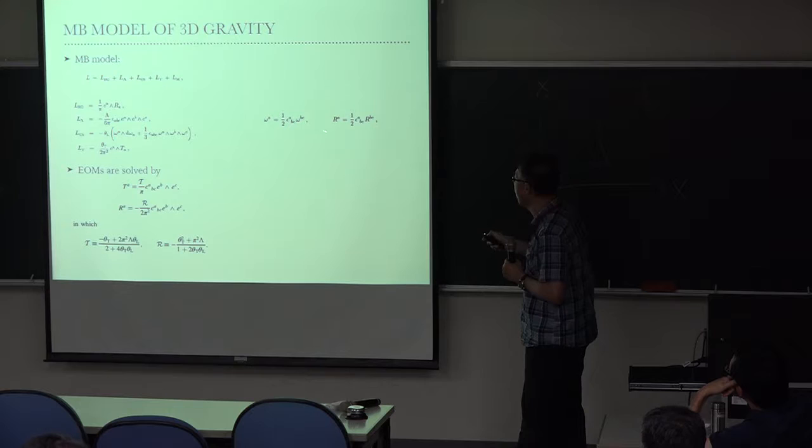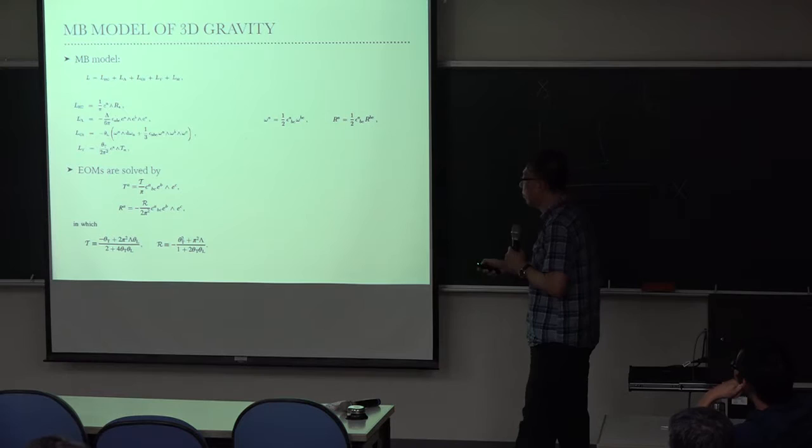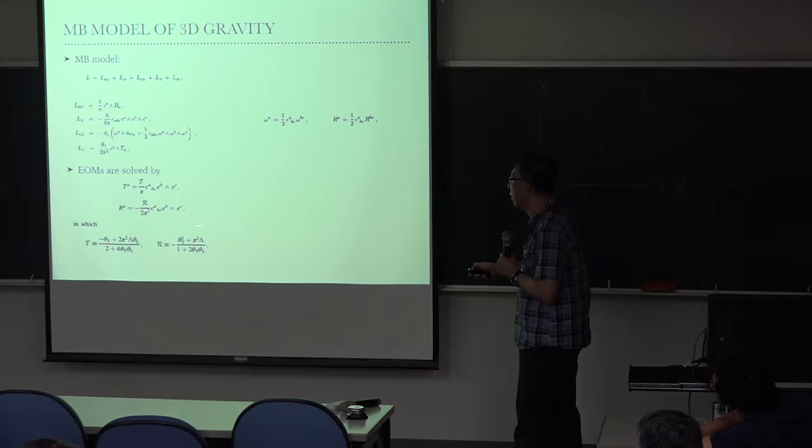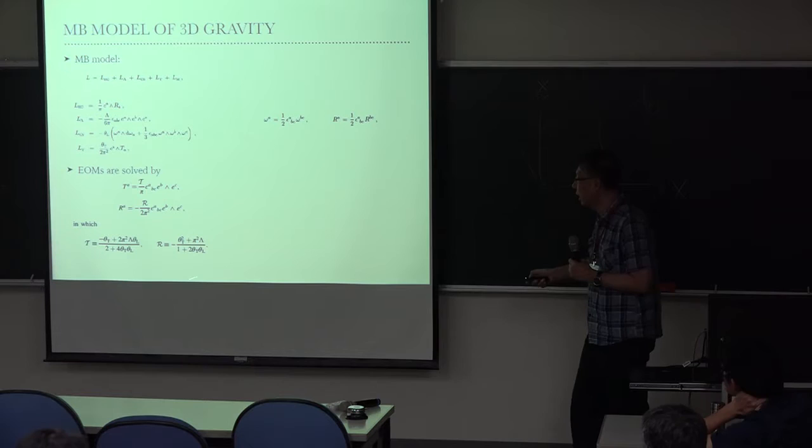And the I is coming from the Riemann curvature two-form. Then you find the equation of motion, which was solved by this. And these two quantities, T and R, are a combination of the cosmological constant, theta T and theta L. These are actually the actual torsion of this model, and these are the actual curvature radius of this model.